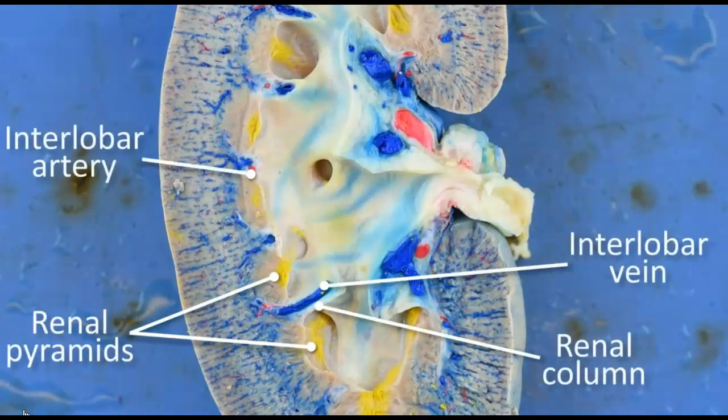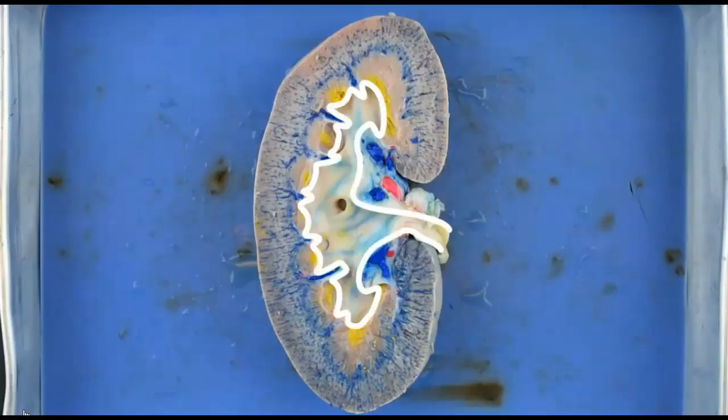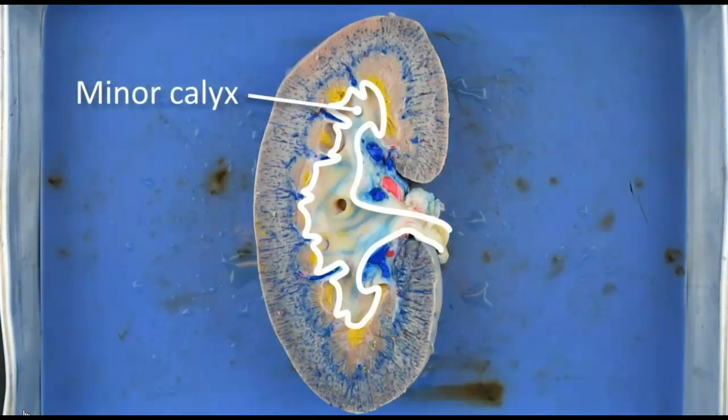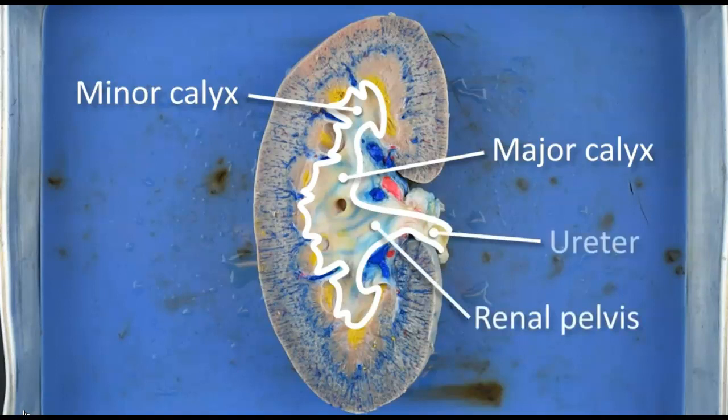We can see the interlobar artery and vein. And we can see the collecting duct system as urine is drained into this area. As urine is drained into the collecting system, it enters the minor calyx first and makes its way a little bit further down into the major calyx and the renal pelvis before it exits out via the ureter.